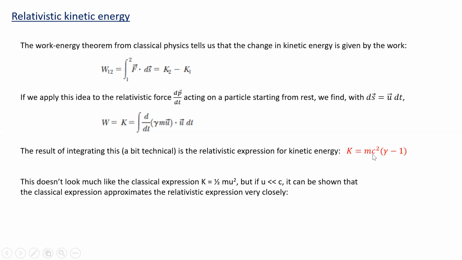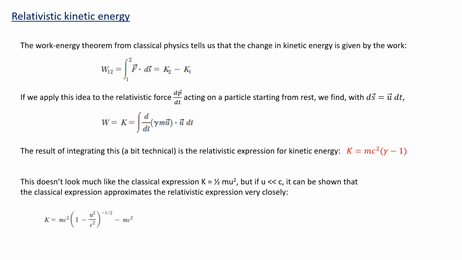The other interesting thing about this sort of funny looking expression is it doesn't look as much like the classical expression as the momentum did. For the momentum, it was just the gamma factor times the classical momentum. But here, this doesn't look a whole lot like our classical expression, 1/2 m u squared. Remember, u is the velocity. But if u is much less than the speed of light, we can actually show that the classical expression, 1/2 m u squared, approximates our new relativistic expression for the kinetic energy very closely.